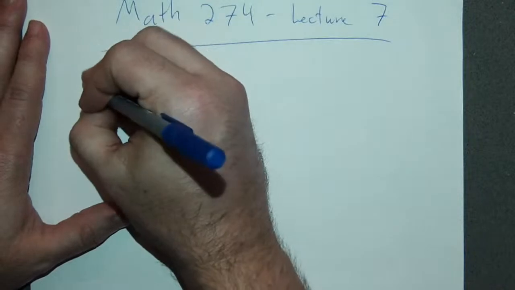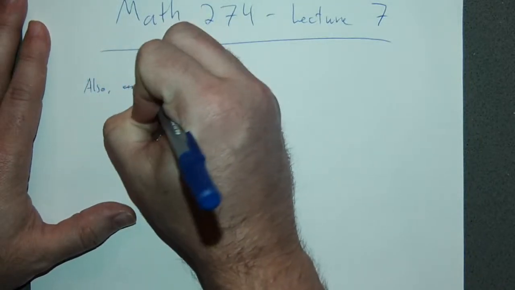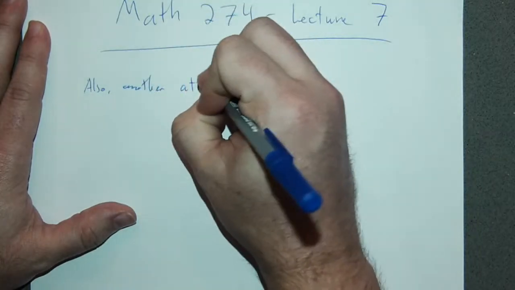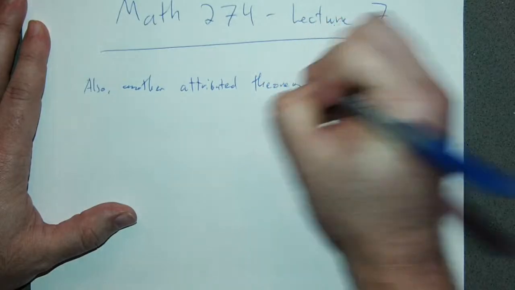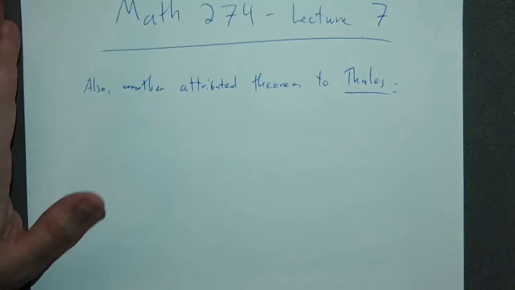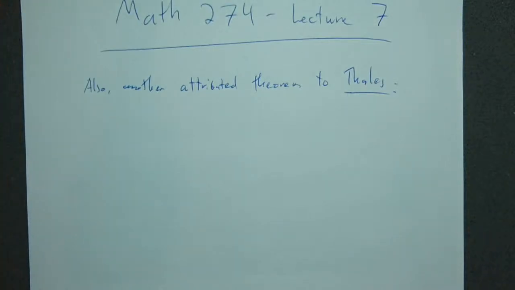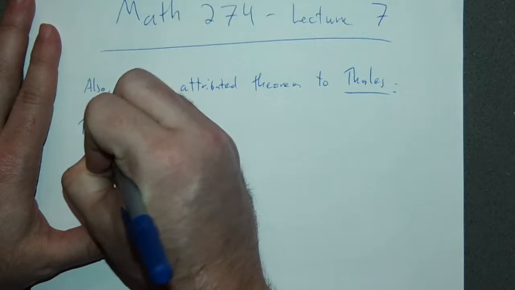Another aside here: another theorem attributed to Thales, which is what I've always heard called the Thales theorem as well. It's the following. It has to do with parallels cutting lines they cross in proportional segments. So this is another Thales theorem.